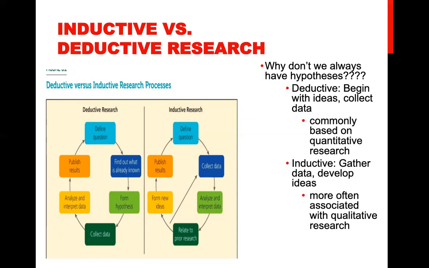Deductive research is the type of research that best aligns with the scientific method research model, those eight steps. You begin with some ideas, usually based on other research that's already been conducted and disseminated, and you define your question by conducting a literature review of what's already been done. You formulate a hypothesis, you collect your data, you analyze and interpret your data, and then you publish your results, where you either reject or support your hypothesis. That's deductive research.